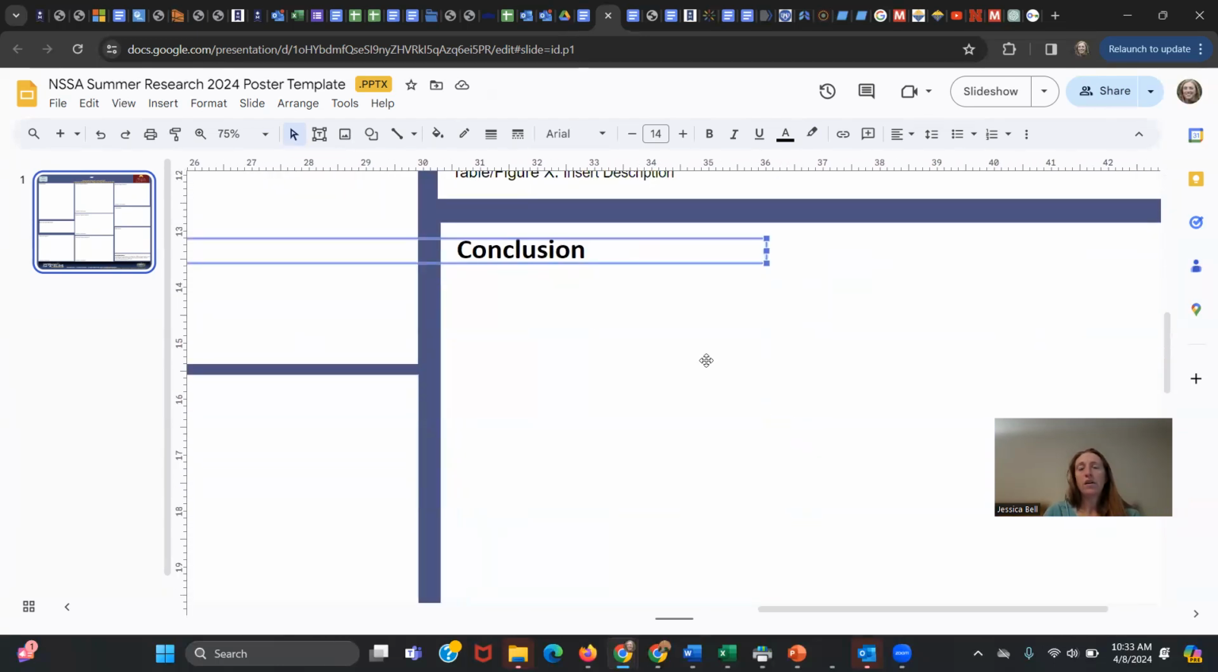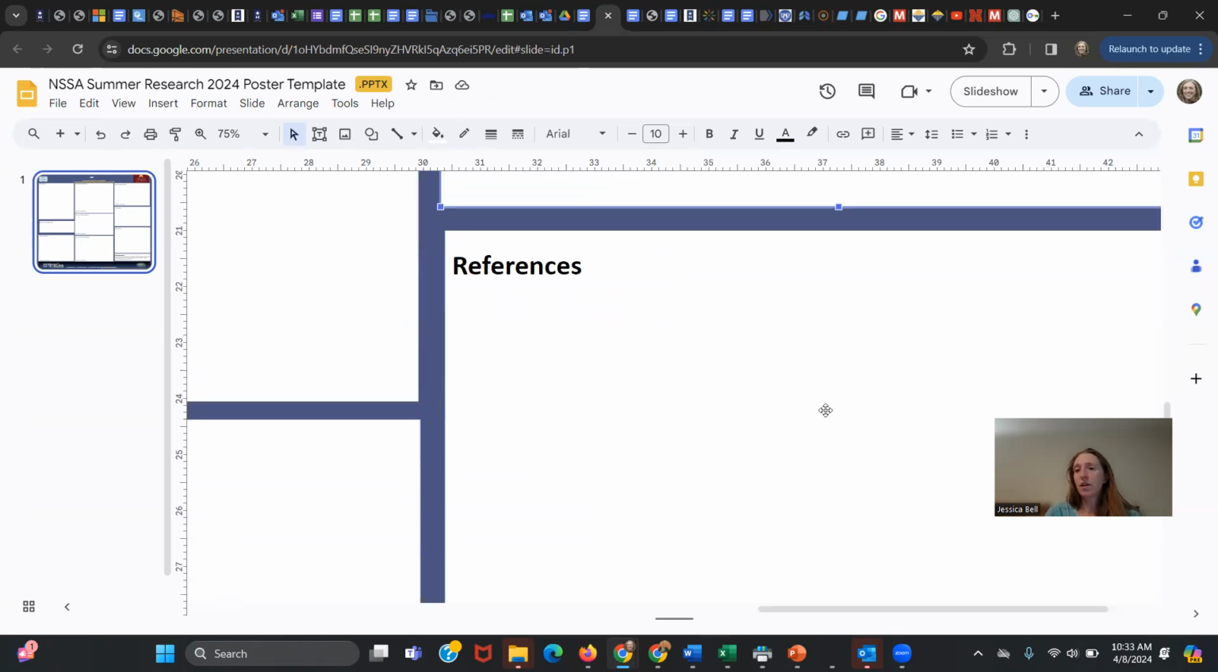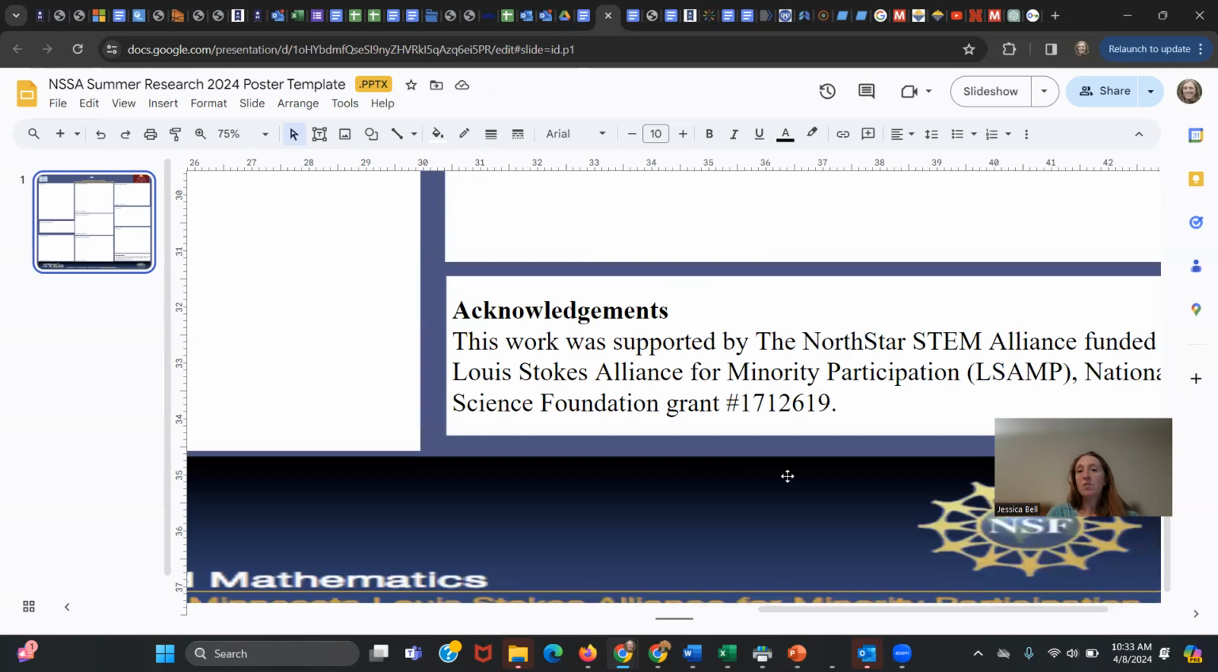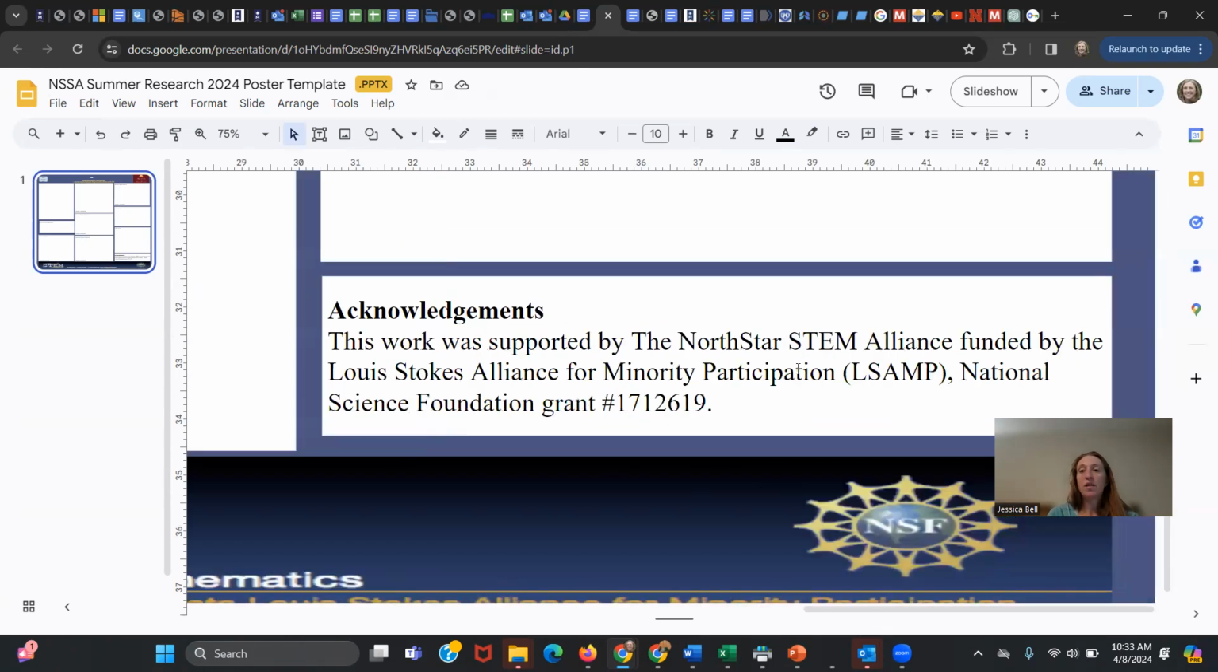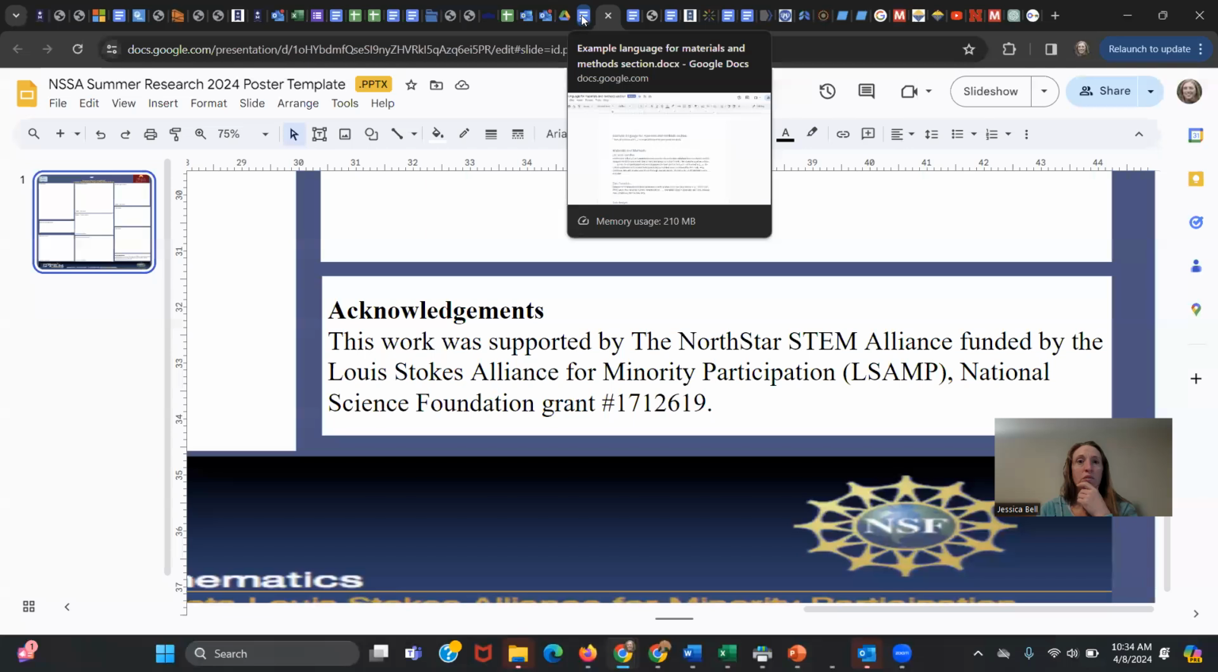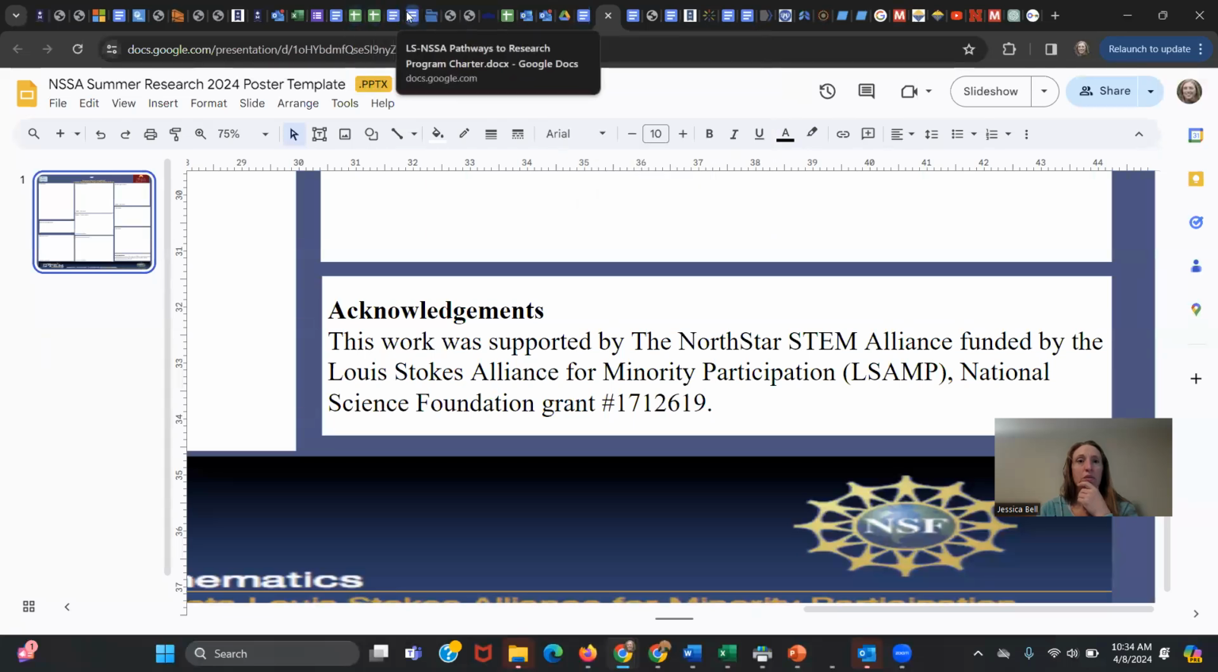Right. You're going to write a conclusion. And then your references are going to go into here. So hopefully as you've been collecting messy notes and things like that, you've been collecting the citations for that. You're going to put all the references in this. The acknowledgements are already put in there. Your funding is paid for by the Louis Stokes North Star STEM Alliance. We should also probably put the funding for PRISM. So I am going to just grab that information.